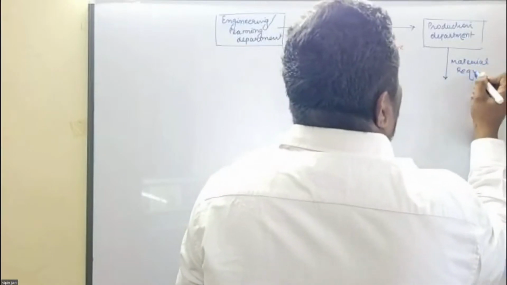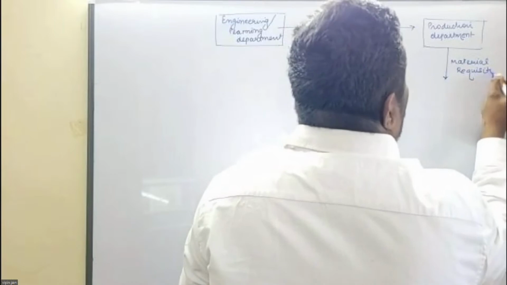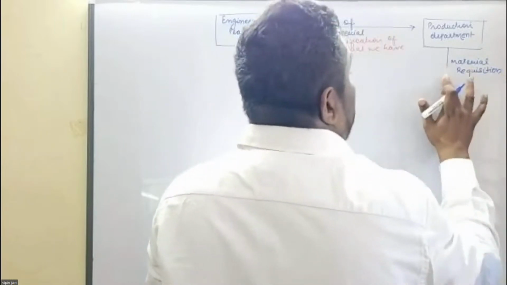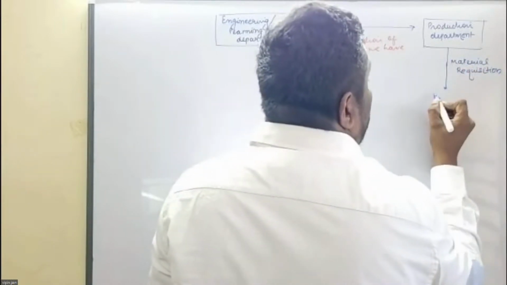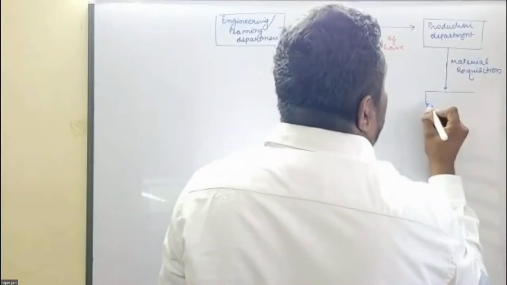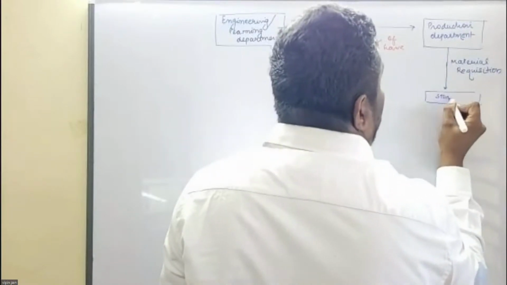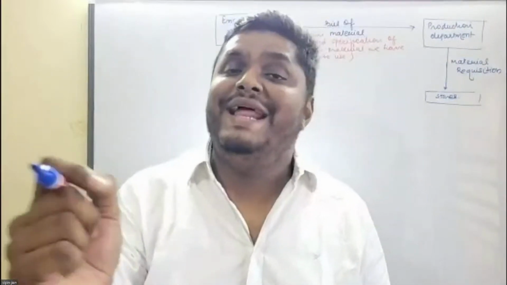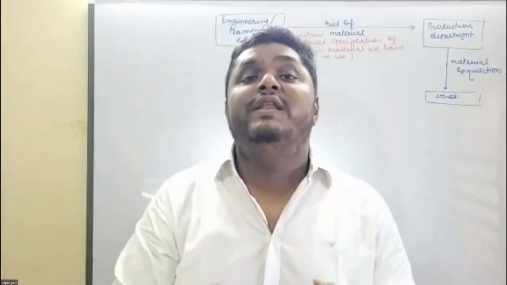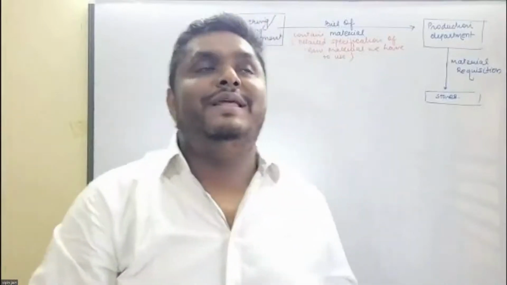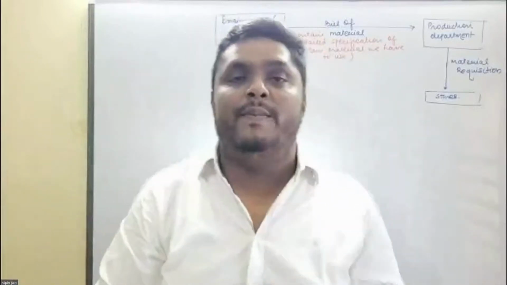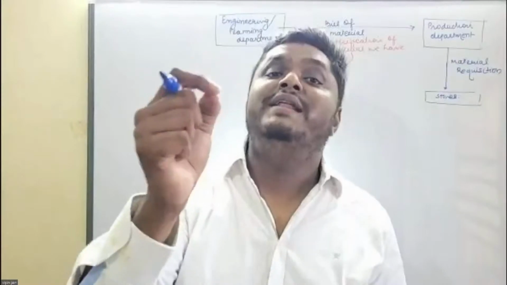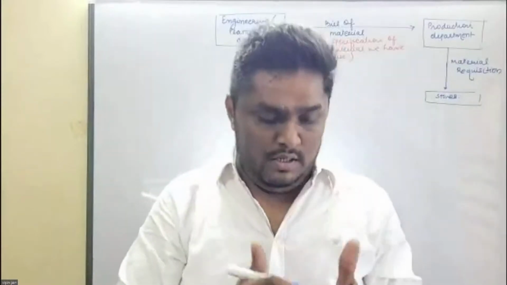Material requisition. To whom? To the stores department. Production department writes to the stores department that we need so and so quality of raw material as advised by the engineering department. So they write a material requisition to the stores department.